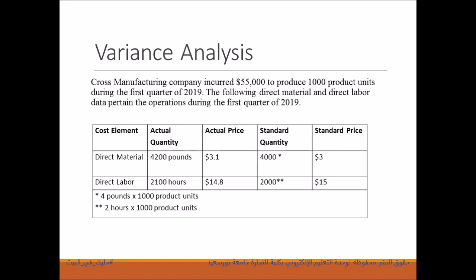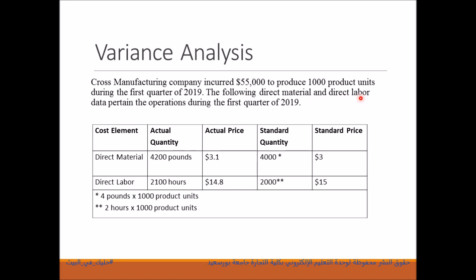So far, we have learned how to set standard cost of a given product. Now it is the time to learn how variance between actual and the standard cost should be analyzed. Let's carry on with our example about Cross Manufacturing Company. Cross Manufacturing Company incurred $55,000 to produce 1,000 product units during the first quarter of 2019.